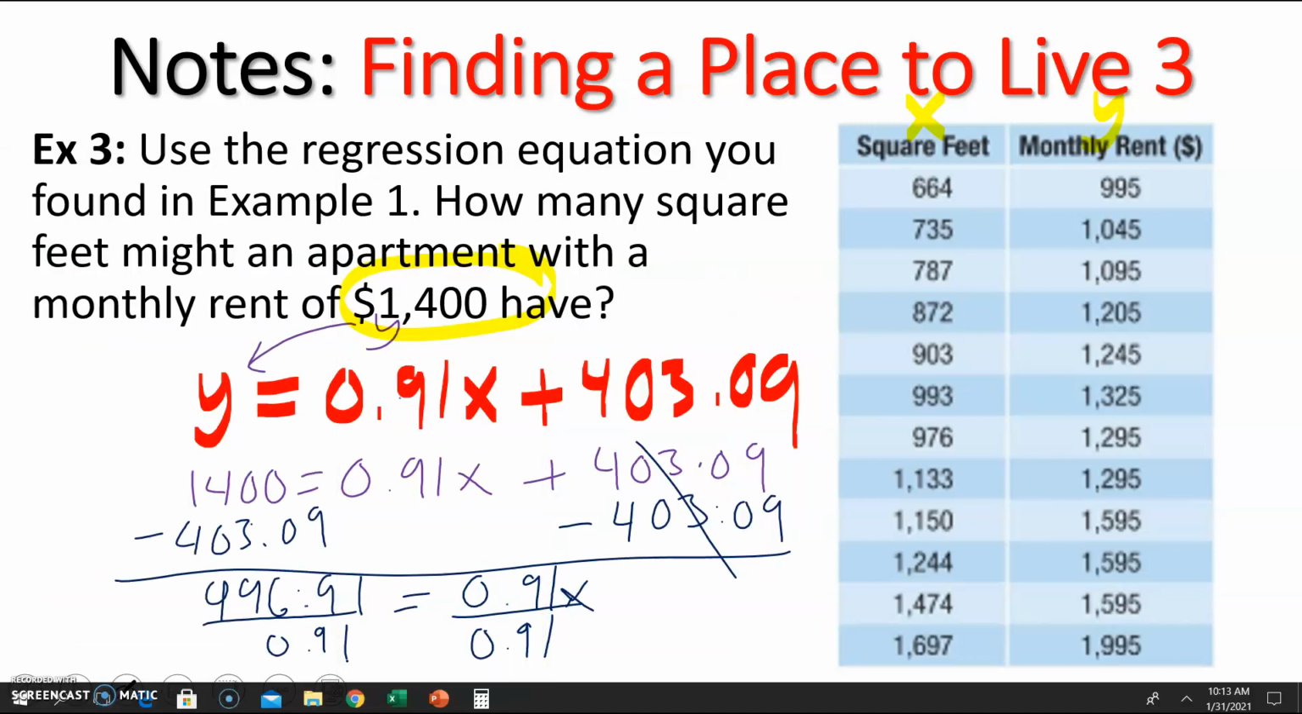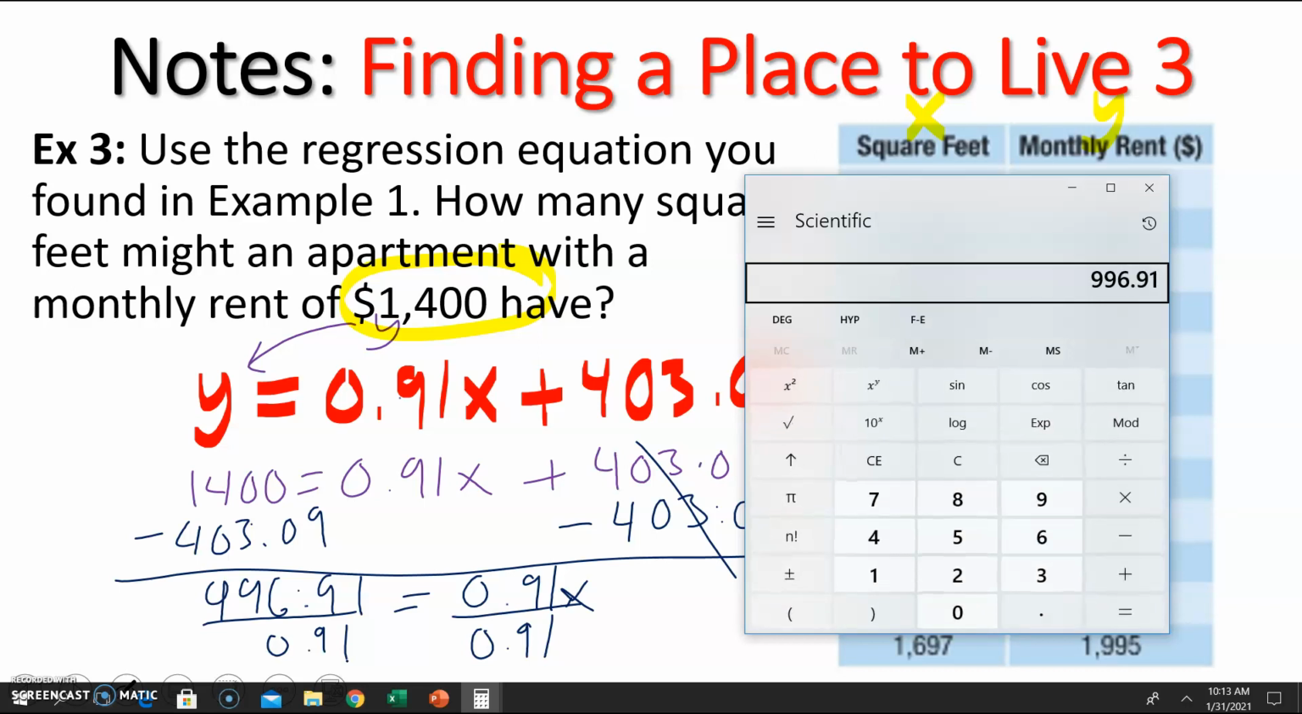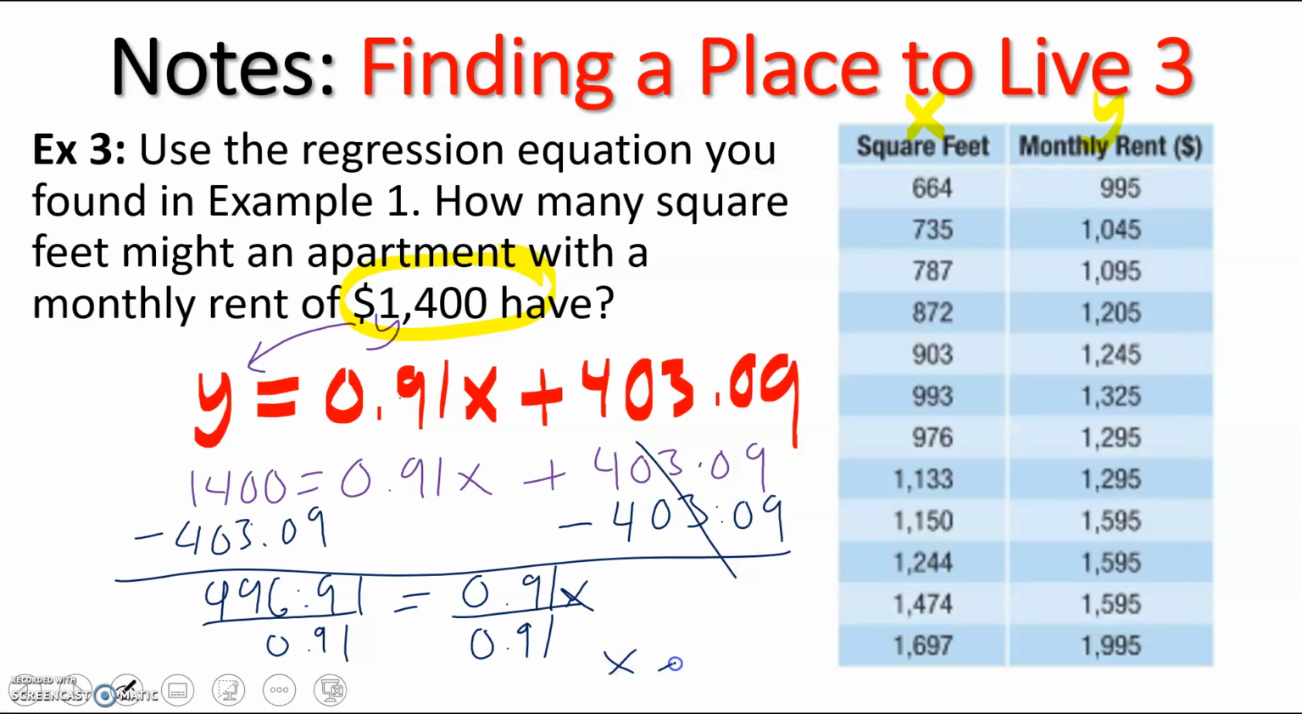Let's calculate. So we have 996.91 divided by 0.91, which is about 1,095.50. So we could expect that if we want a $1,400 apartment, I think I misspoke here, this is not dollars, this is square feet, that if we have $1,400 to spend, we can get an apartment that has about 1,095 or 96 if we round, square feet. And that's it.